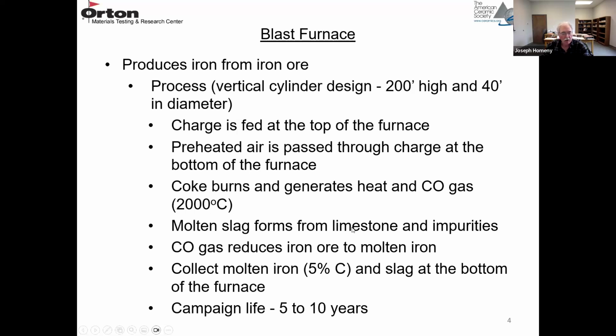The limestone forms a slag, which sits on top of the molten metal, and the slag also removes the impurities. The CO gas that's generated reduces the iron oxides to molten iron. And then the molten iron is collected at the bottom of the furnace. It has 5% carbon in it, and the slag is floating on top of the molten iron. So these vessels last between 5 and 10 years.